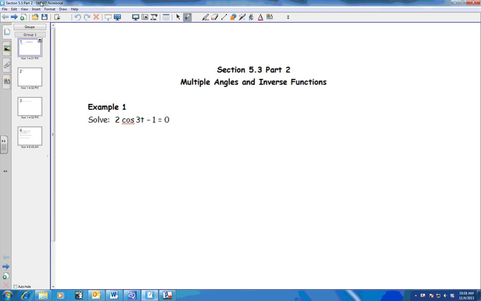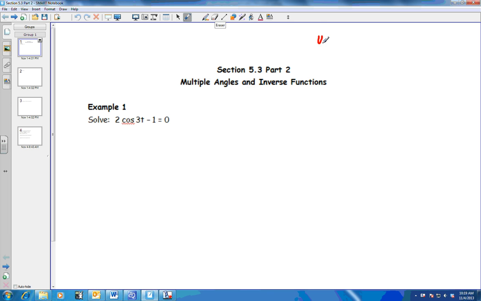Okay, this is the second part of section 5.3. And in the first part of 5.3, we were solving trig equations. The only difference between this part and the first part is that we are going to have what they call multiple angle equations. And so, just a quick review.